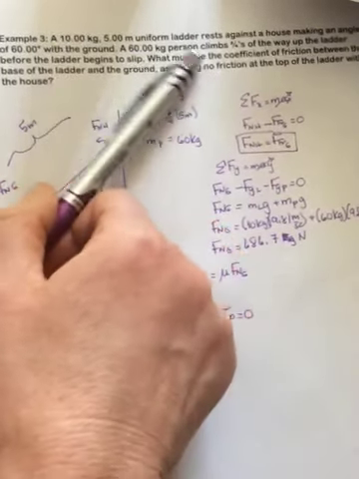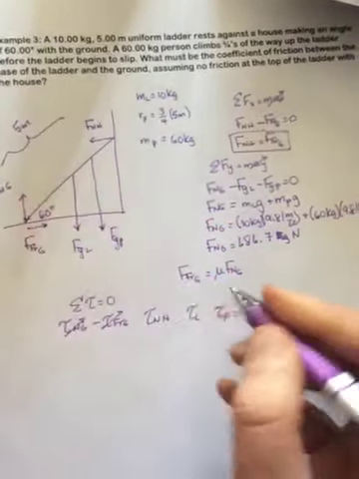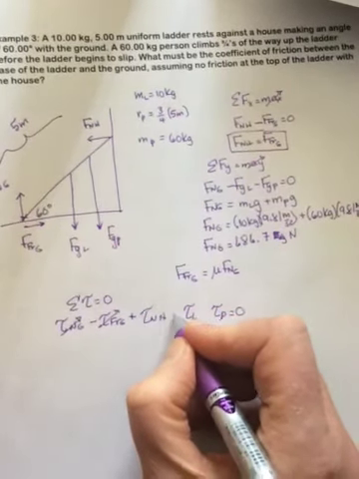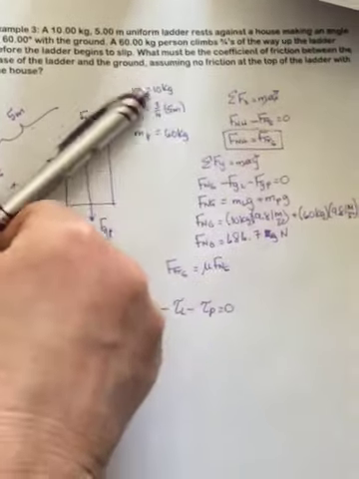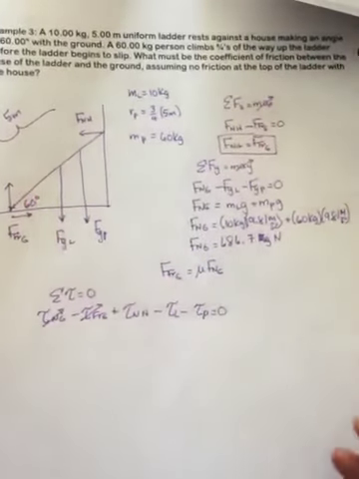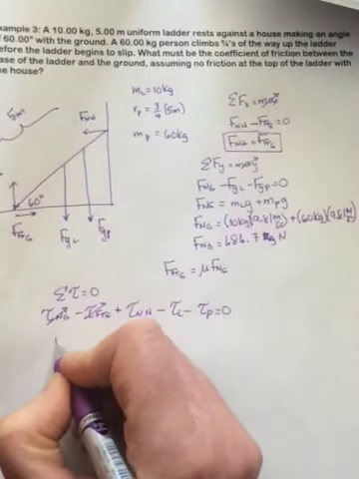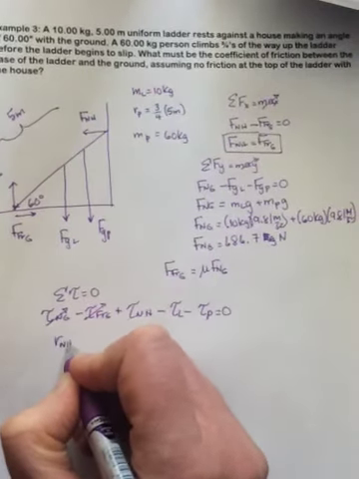We lie our writing utensil along the ladder. The F normal of the house makes it want to rotate counterclockwise, so that will be positive. The weight of the ladder and the weight of the person will make it want to rotate clockwise, so that will be negative. So we have R normal of the house.